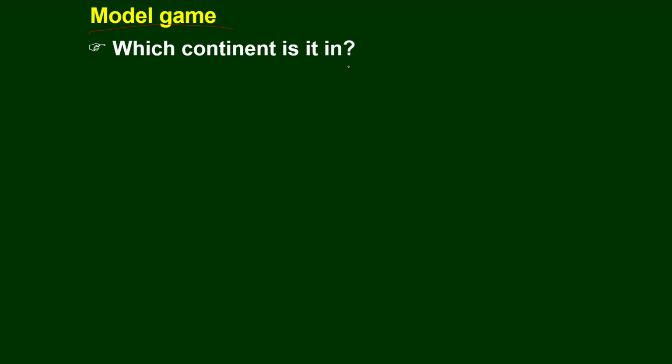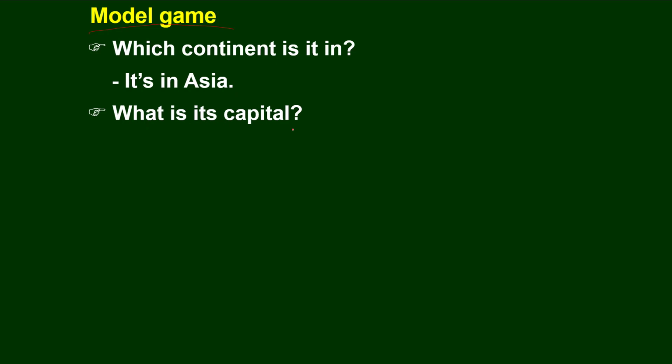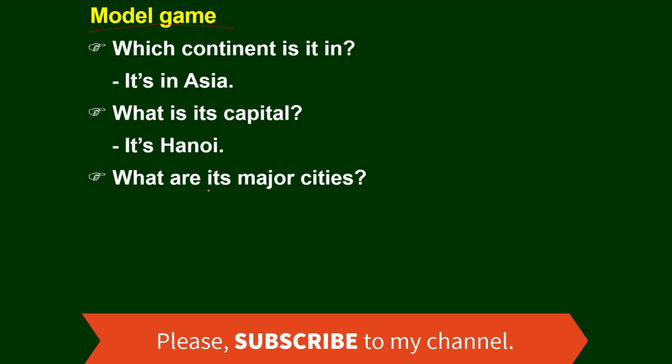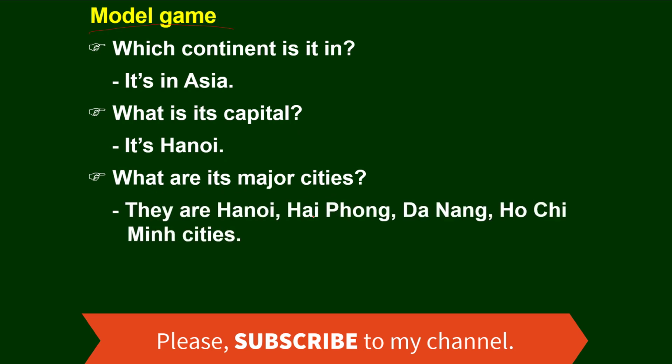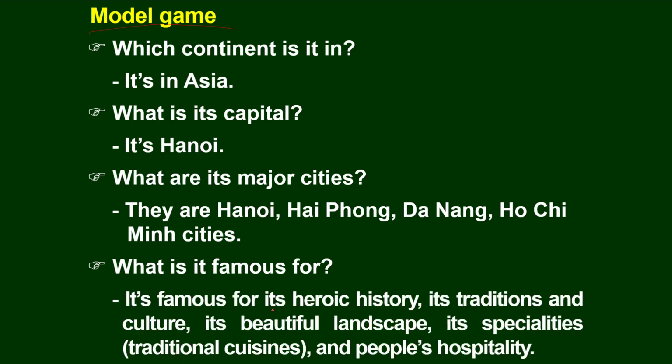Which continent is it in? For example, it is in Asia. And what is its capital? It's Hanoi. What are its major cities? They are Hanoi, Haiphong, Da Nang, Ho Chi Minh City. What is it famous for? It is famous for its heroic history, its traditions and culture, its beautiful landscapes, its specialties and traditional cuisines, and people's hospitality. Okay, one more time. It's famous for its heroic history, its traditions and culture, its beautiful landscape, its specialties and traditional cuisines, and people's hospitality.